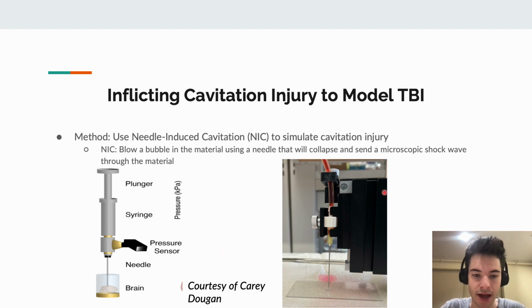This is what it looked like in reality. Your plunger is off screen. You can't see it over here in the syringe. And this is just tubing that's able to connect the syringe right to the needle. And then this is our material that we're blowing our bubbles into to model traumatic brain injury.